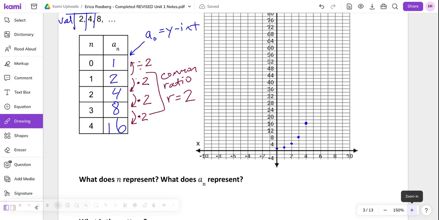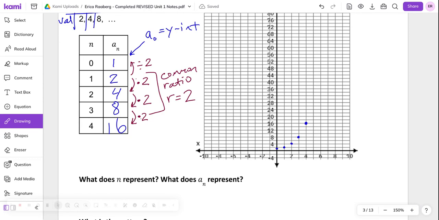And if you notice, this is a different graph than what we saw for the arithmetic sequence. In the arithmetic sequence, we had a linear function and it was a straight line. And this one definitely has more of a curve.